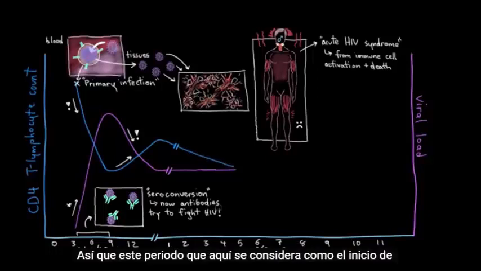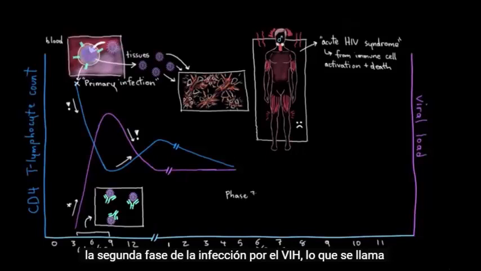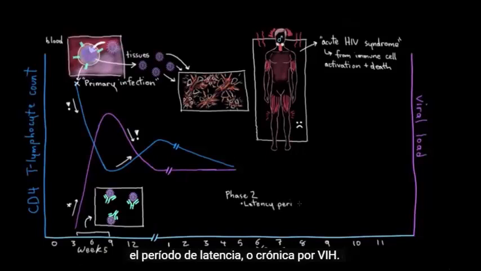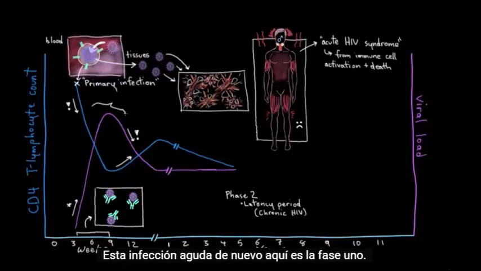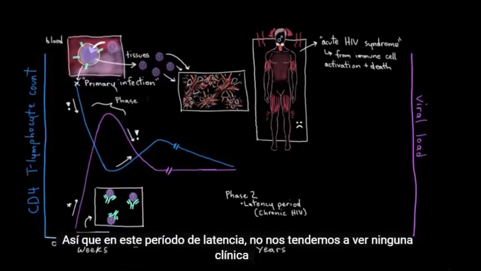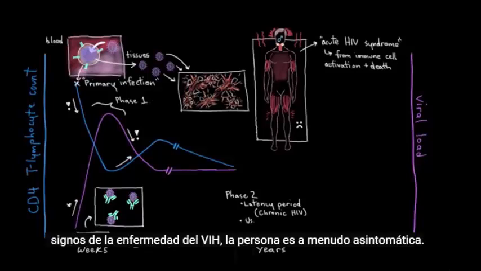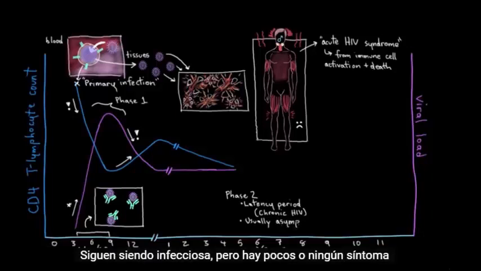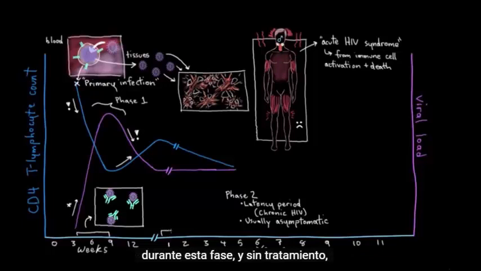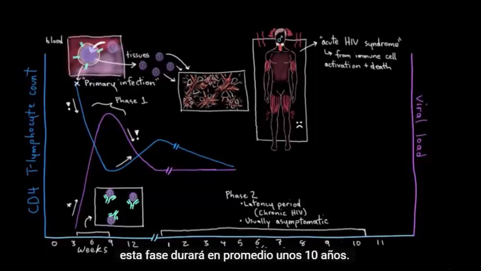So this period here is thought of as the start of the second phase of HIV infection, what's called the latency period, or chronic HIV. This acute infection back here being phase 1. So in this latency period, we don't tend to see any clinical signs of HIV illness. The person is often asymptomatic. They're still infectious, but there are few or no symptoms during this phase. And without treatment, this phase will last on average about 10 years.